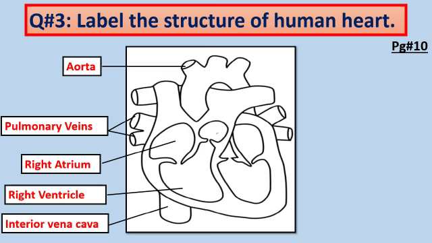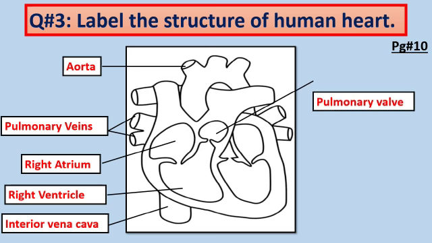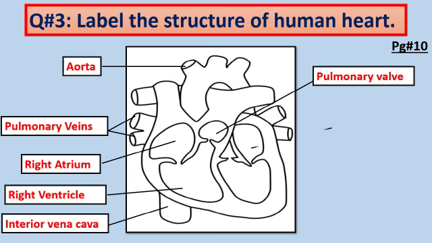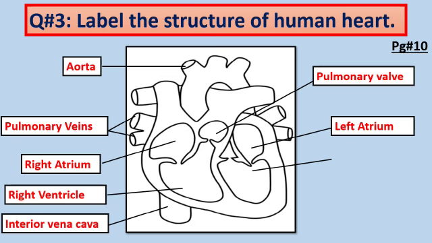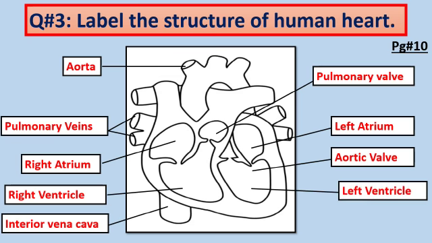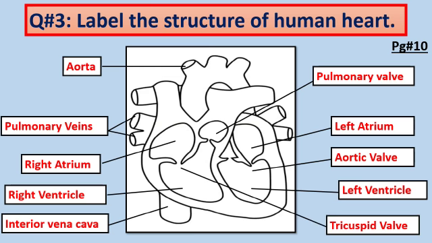Now move on to the left side. Here the first part is pulmonary valves. Then the second part is left atrium. Then the third is aortic valve. The fourth one is left ventricle. And the last one is tricuspid valves.